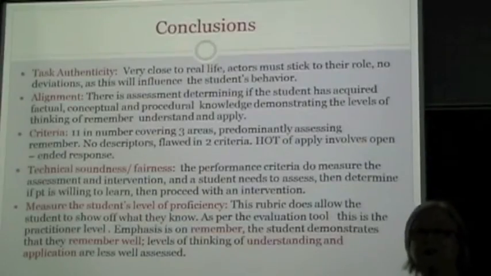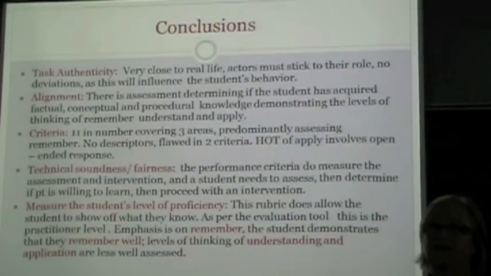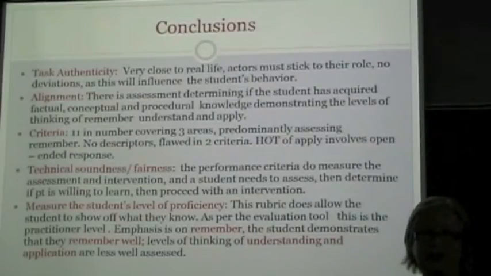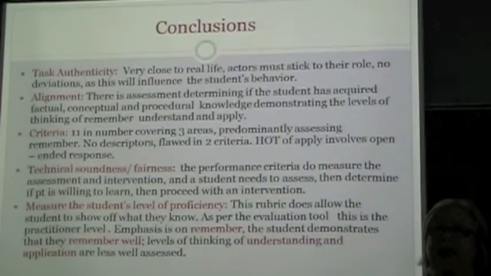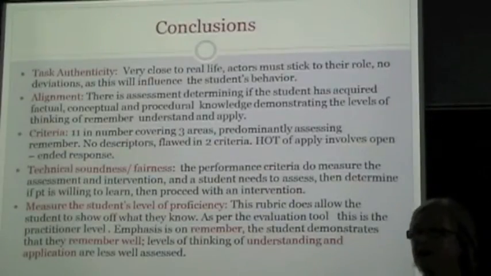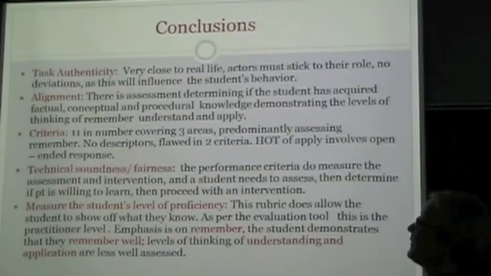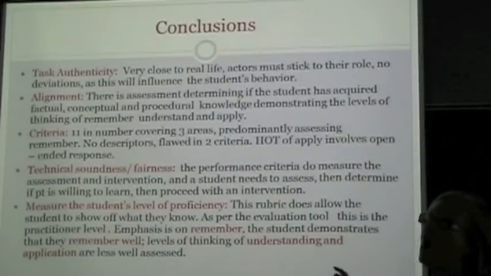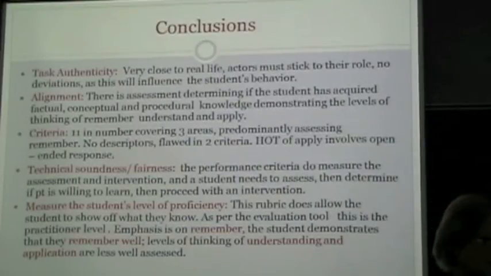So if we go back to the evaluation tool, which is a rubric for a rubric, there are the levels of expert, practitioner, apprenticeship, and novice. And in fact, this rubric is allowing a student who is at the level of practitioner to show that they are at the level of a practitioner. Emphasis is on remember. The student demonstrates that they remember well. Levels of thinking of understand and apply are much less assessed.